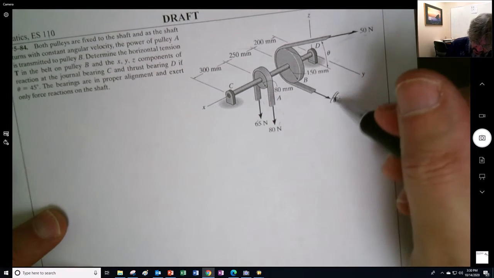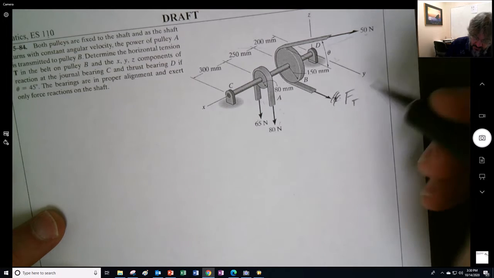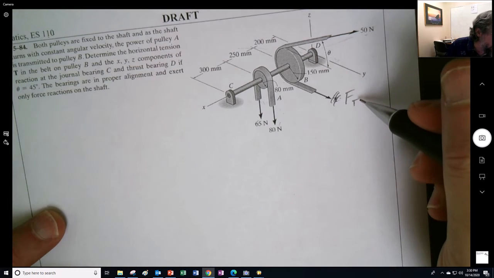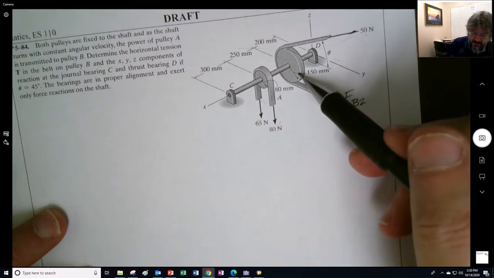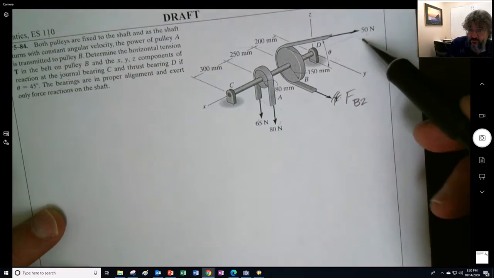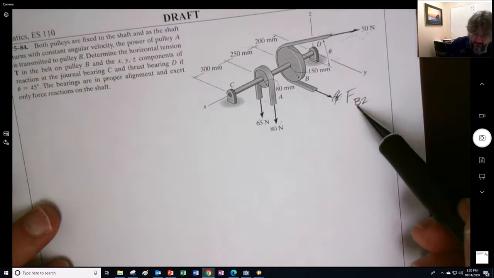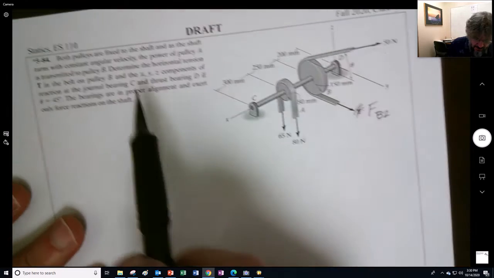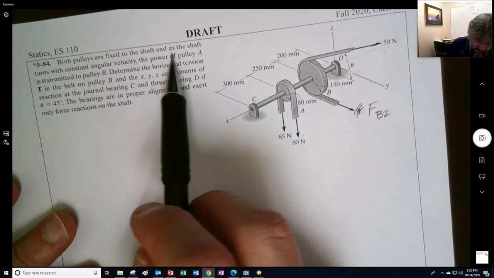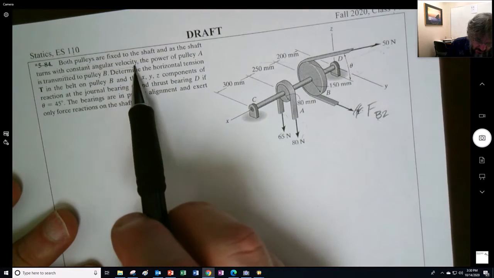And once again, I think, what did I call this? FB2, because it's located at B. They already gave us one of them, so I'll call the other one B2. And okay, so both pulleys are fixed in the shaft in terms of the constant angular velocity.